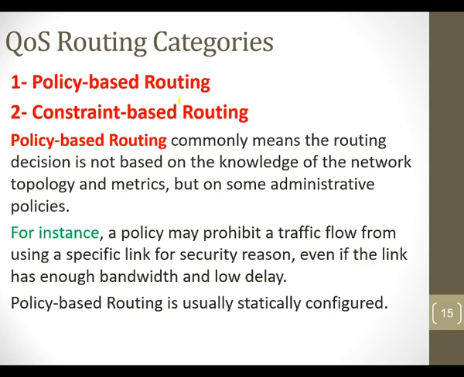We have two relevant concepts: policy-based routing and constraint-based routing. Policy-based routing commonly means that the routing decision is not based on the knowledge of the network topology and metrics, but on some administrative policies. For instance, a policy may prohibit traffic from using a specific link for a security reason, even if the link has enough bandwidth and low delay. Policy-based routing is usually statically configured by the administrator.